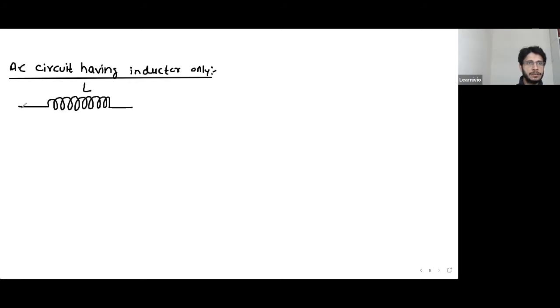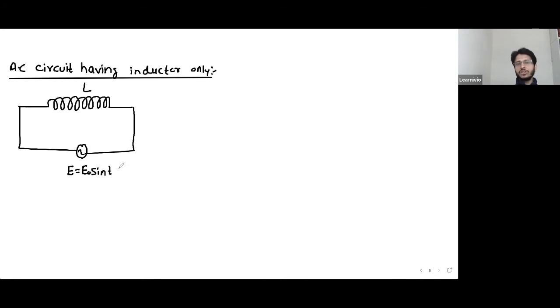The inductance is L. I connected this inductor to an AC supply. The AC supply is E naught sine omega t. So you have the equation of EMF, you need the equation of current.